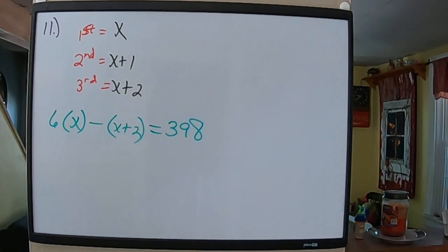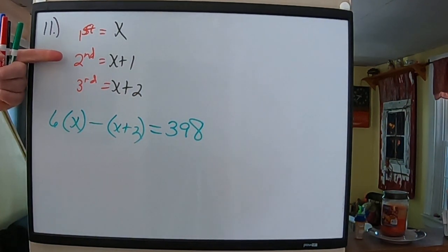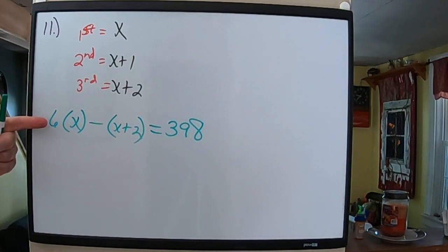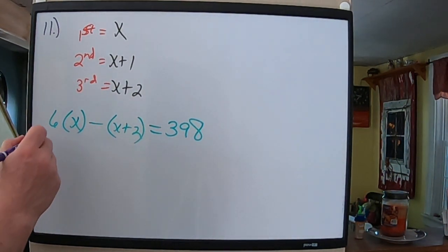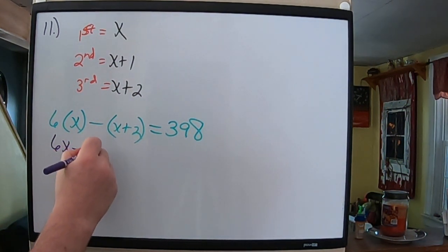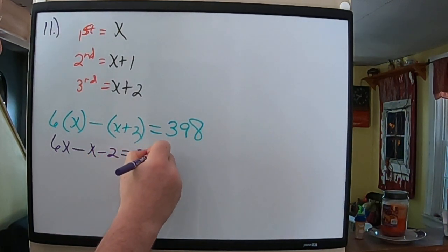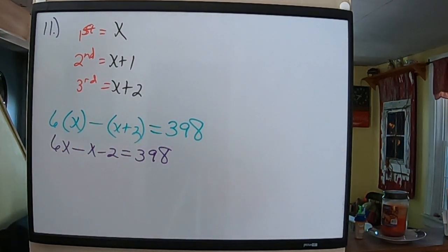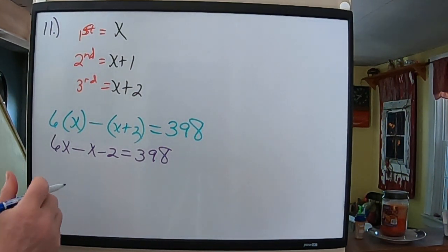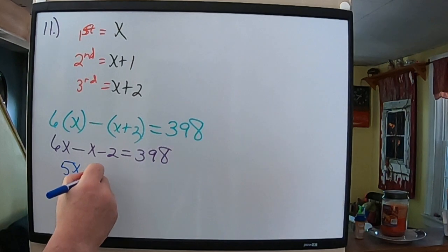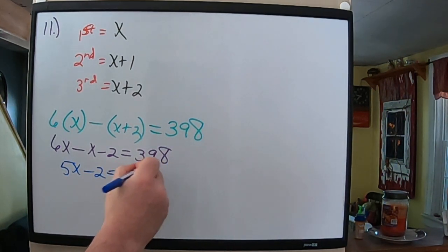Now, since we have our equation here, we're going to go ahead and solve it. Please notice, the second one was never used down here in the equation. Just because they're up here doesn't mean they're all going to be used in your equation. All right, let's solve this. 6x minus x minus 2, 398. Distributed the negative. Then I'm going to combine like terms. 5x minus 2 equals 398.